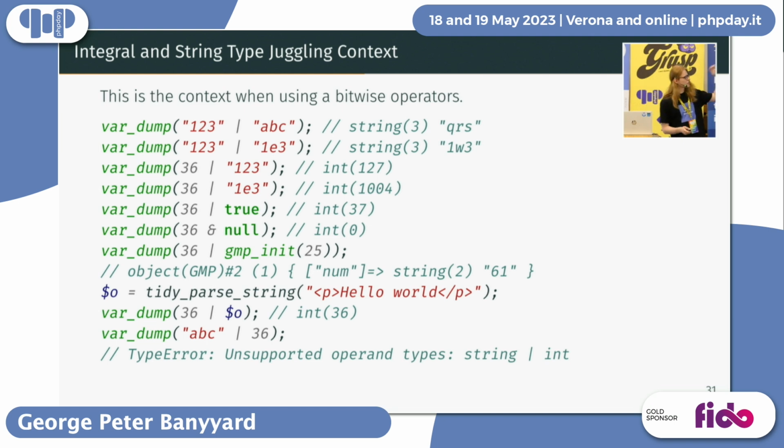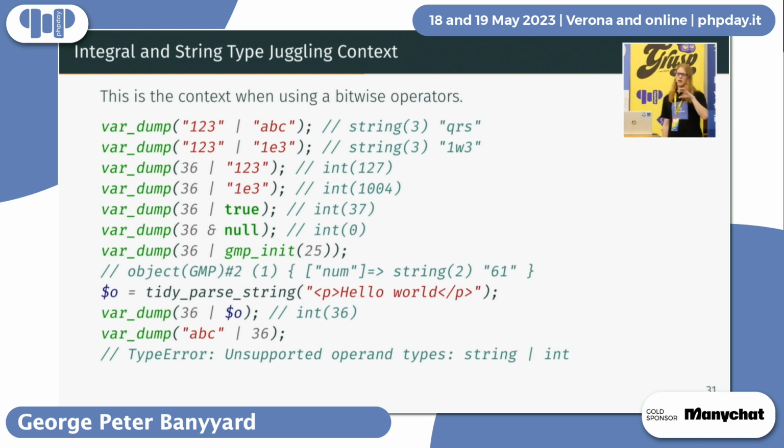Same if you have a numeric string in both cases, that's somewhat sensible. Now, if one of the cases is an integer or numeric, or not everything is a string, it will try to convert everything to an integer. So 36 union 123, the 123 gets converted to the integer, and you get 127. 1e3 is exponential notation, so you get 1000, and 1004 apparently. This also works with true. This also works with null.